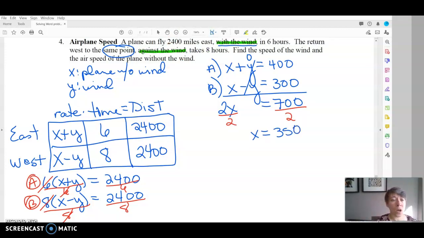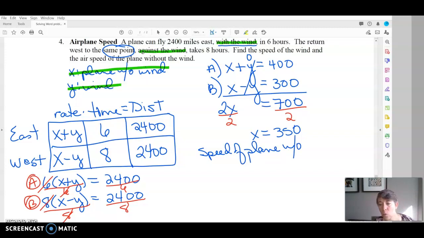And now, because I told myself what the x and the y represented, then I know that this is the speed of the plane. So speed of plane without wind is 350 miles per hour.